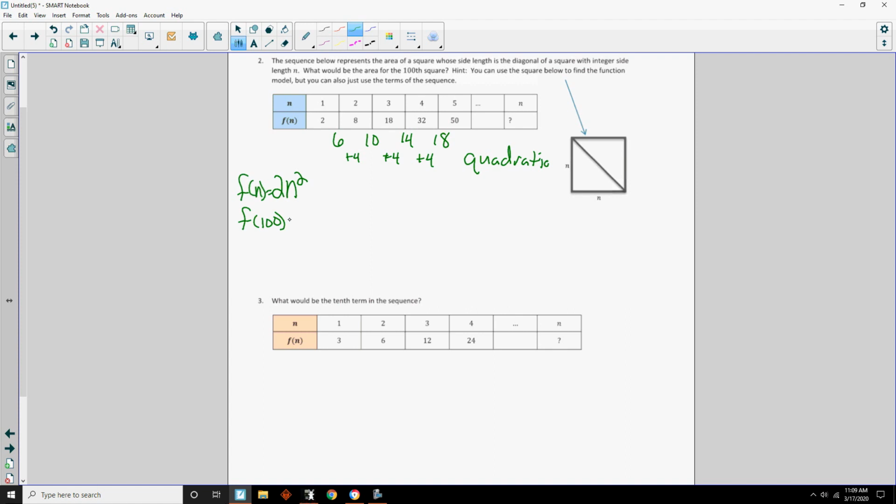So f of 100 would equal 2 times 100 squared. So that would be f of 100 equals, well, 100 squared is 100 times 100. That would give me 4 zeros. And then that'd be a 1 here times this 2, so that'd be 2. So it's 20,000. So the area of the 100th square is 20,000 square units.